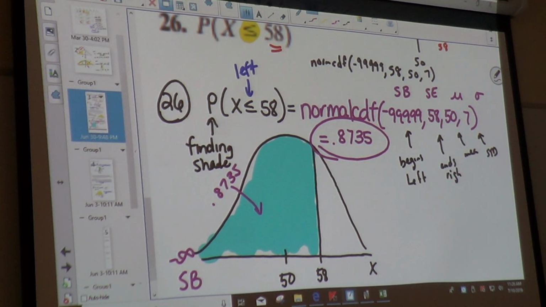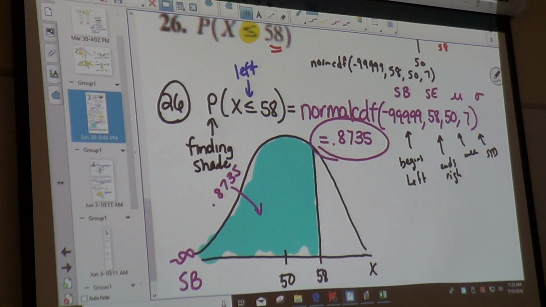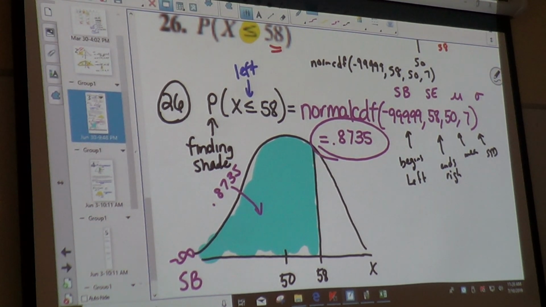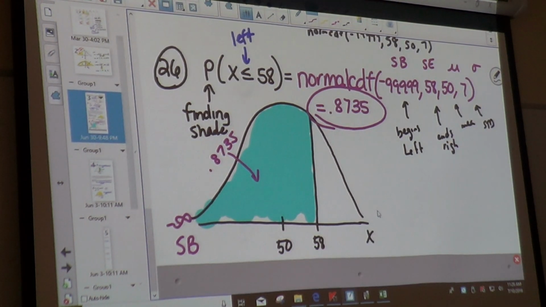Where'd you get normal CDF when you calculated? Second bars. Second bars. And okay, I see. Yeah, normal CDF, and then the third one is inverse norm. Those are the two that we're using right now. Cool? All right.